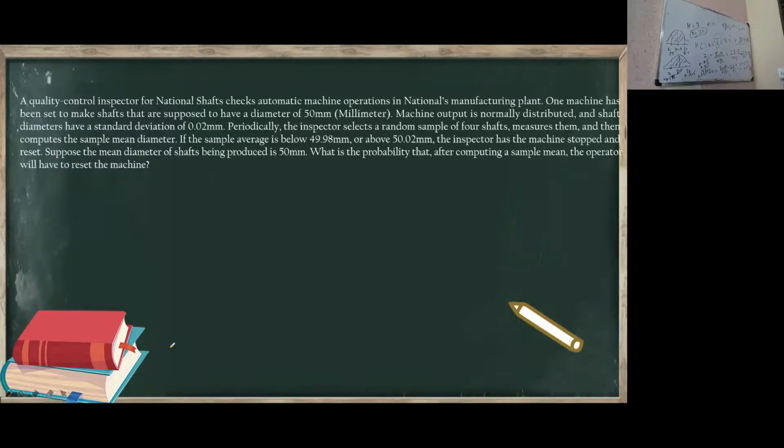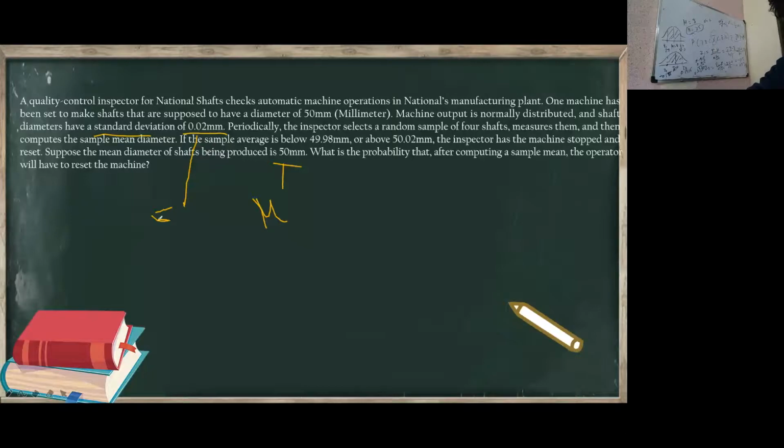Now, another one is almost a similar thing, right? Here the numbers are different. So here, 50 millimeter is mu. That's our mu. 0.002 is our sigma, the standard deviation. And what is the n here? If you read it, you will get the n: normally distributed, periodically selects a random sample of 4. This is n, right? Now you have mu, you have n, you have sigma, you can also get sigma x bar, sigma upon under root n, right?